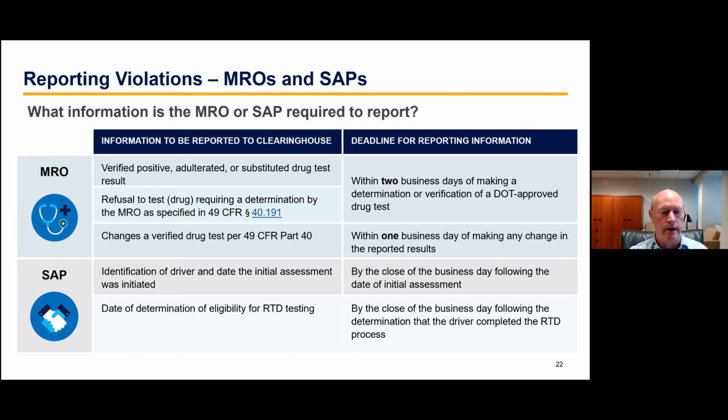Your SAP, if the test is positive, the SAP, substance use professional, is going to identify the driver and the date of their initial assessment. Remember, you're referring to a SAP. So the SAP has to then do the assessment, and then has to determine the treatment program, education program, and then make that determination on when this driver is eligible for return to duty. And you can see the timeframes on the right. So everything's done within a couple days. So information does not lag.